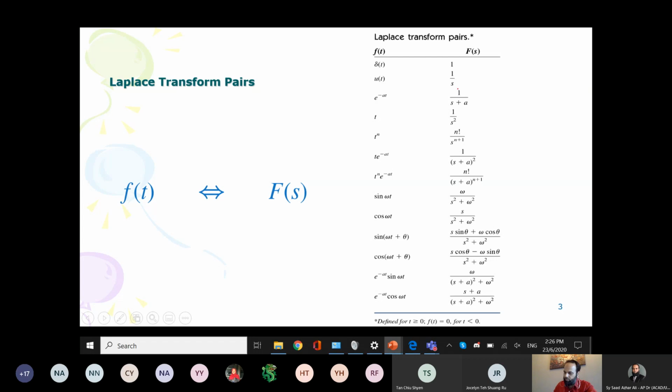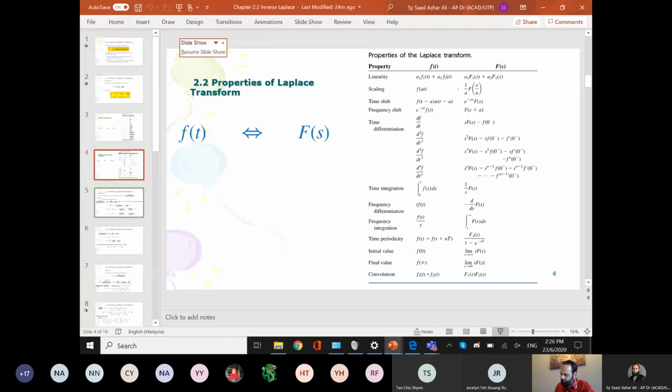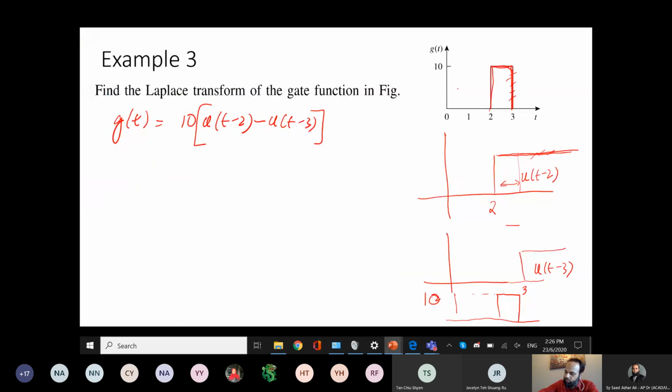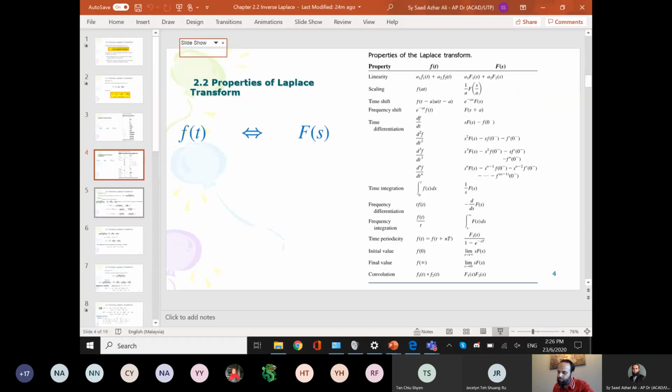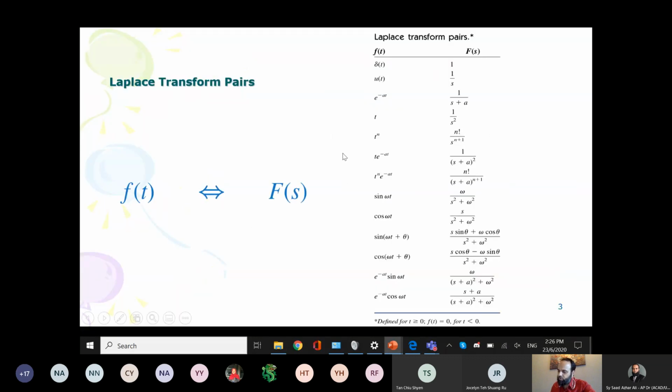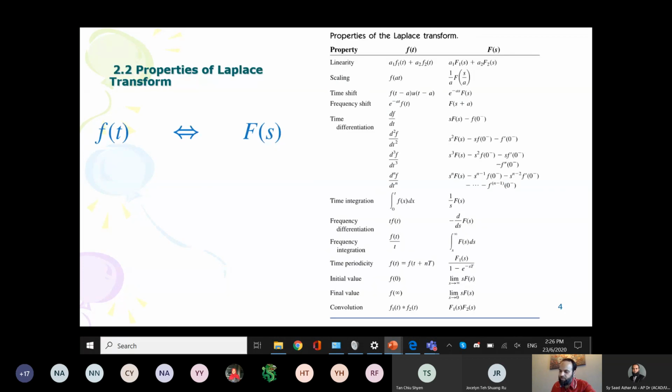Okay. So for our function, where we have u of t but delayed. So u of t is related with 1 upon s, but now we have a time delay of 2 seconds and 3 seconds. We go back to the tables again. Let's look at the properties of Laplace transform. Which one shows a time delay? Which property shows a time delay?